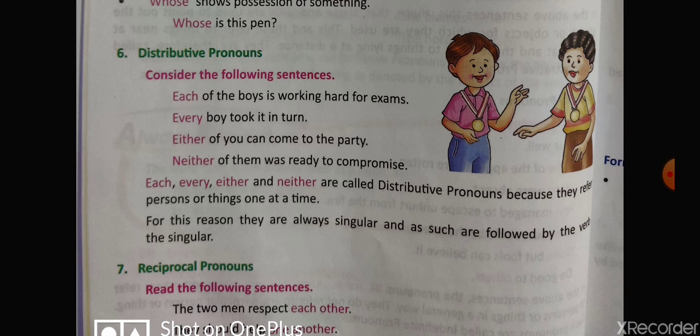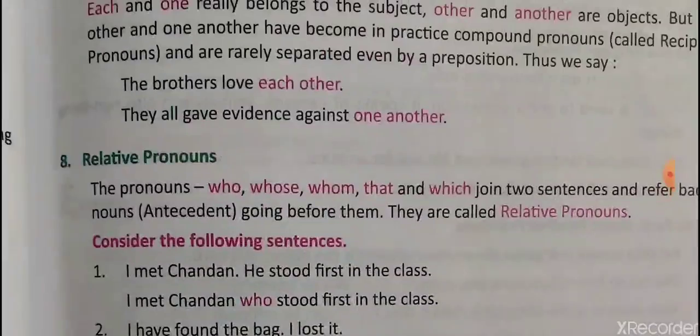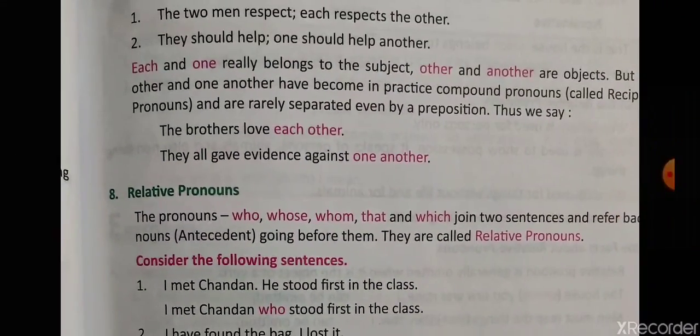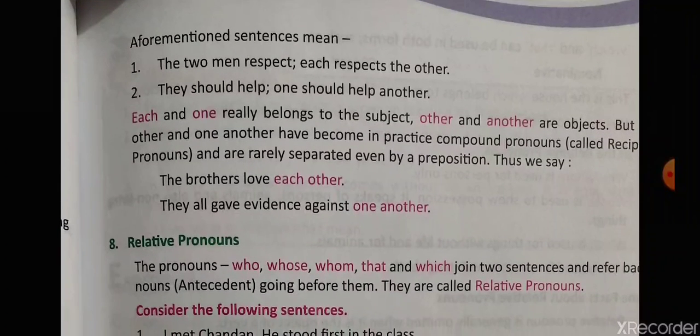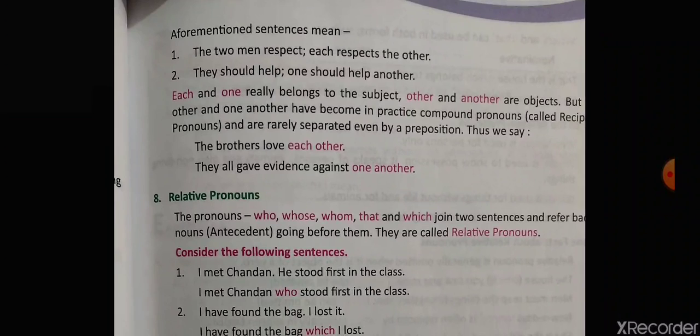Coming next to reciprocal pronouns. So these are the pronouns. In these, the two men respect each other, they should help one another. So what are they actually doing in the sentences? Here each and one really belong to the subject, other and another are objects, but each other and one another have become in practice compound words and are rarely separated even by a preposition.